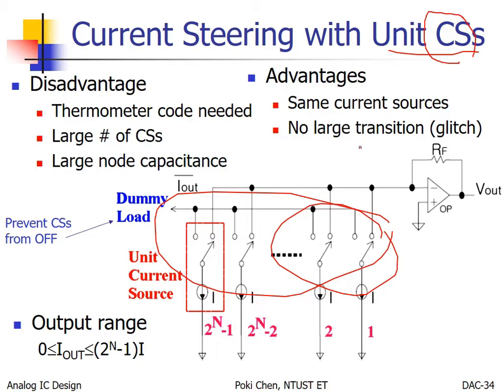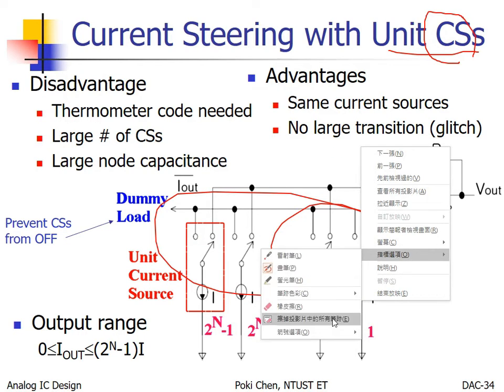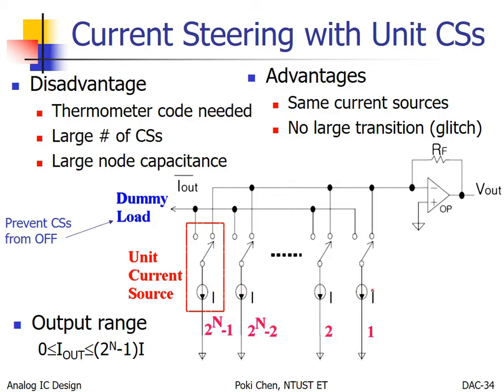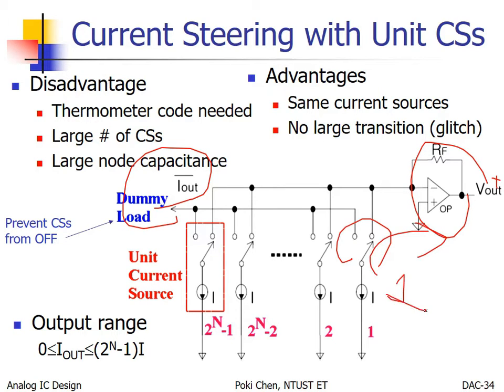And again, to get the fully differential output, we have this for V out plus, and the other one for V out minus. So for each switch, the current will be turned to the right if the input is 1, or to the left if the input is 0. That's it.